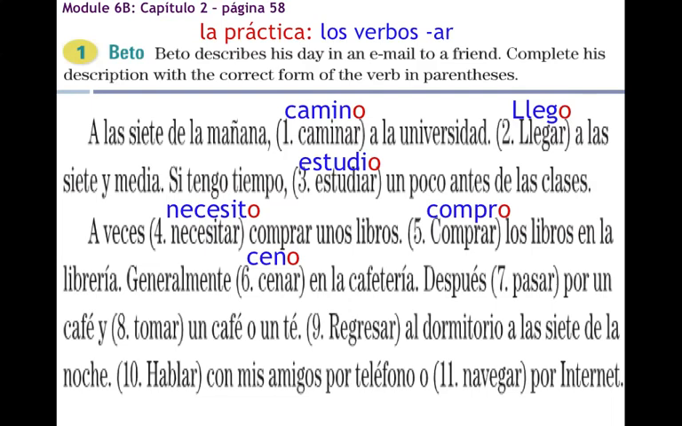Después, paso por un café y tomo un café o té. So later I pass by for a coffee, and I take in a coffee or tea. Go ahead with the next one. Regreso al dormitorio a las 7 de la noche. I return to the dorm at 7 at night. Next, próximo. Hablo con mis amigos por teléfono o navego por internet. I talk with my friends by phone or I surf the net.